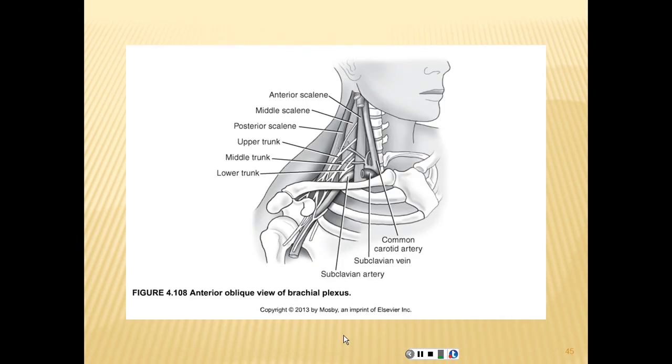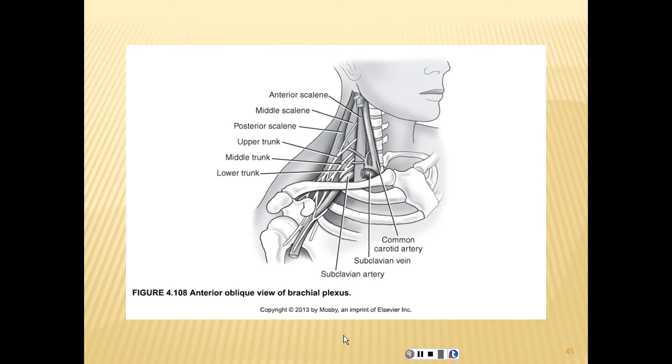And here's the scalene muscles. Again, the anterior, middle, and posterior scalene muscles of the neck. We learned this in the chest. Anterior oblique view of the brachial plexus. So you see how the brachial plexus is closely related to that scalene group, that upper trunk and middle trunk and lower trunk of the brachial plexus, closely related to the scalene muscle group.